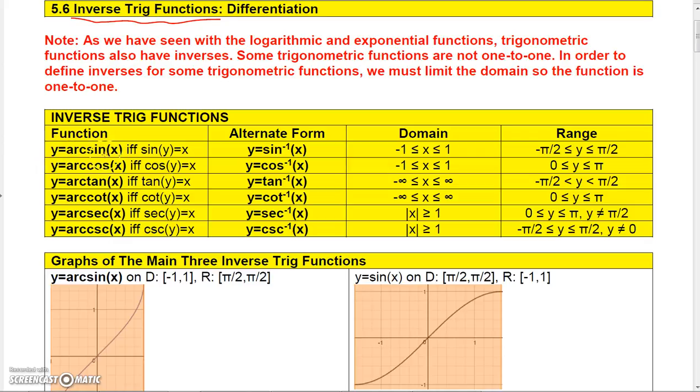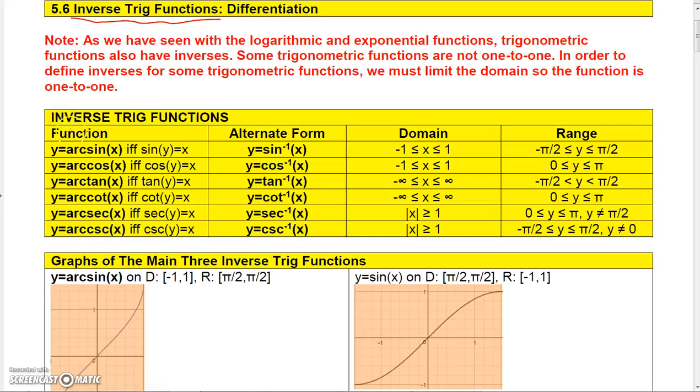So y equals arcsine of x is the inverse trig function for sine x. Y equals arccosine is the inverse trig function for cosine x. Y equals arctan is the inverse function for tangent. Y equals arccotangent, inverse function for cotangent. Y equals arcsecant, that's the inverse function for secant. And y equals arccosecant is the inverse function for cosecant.